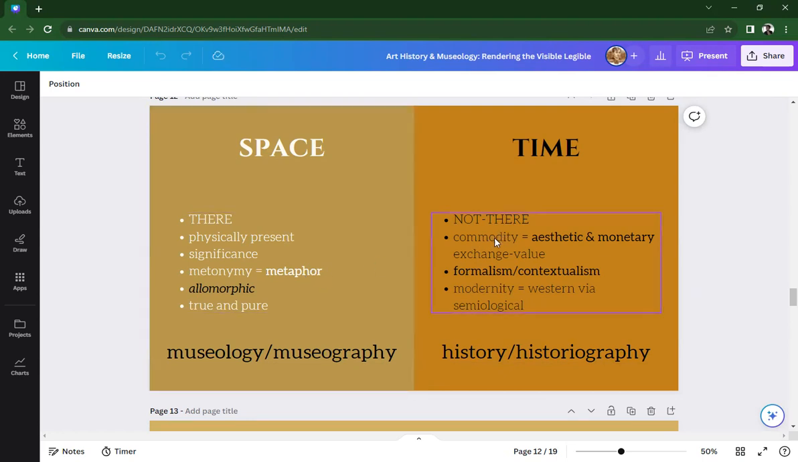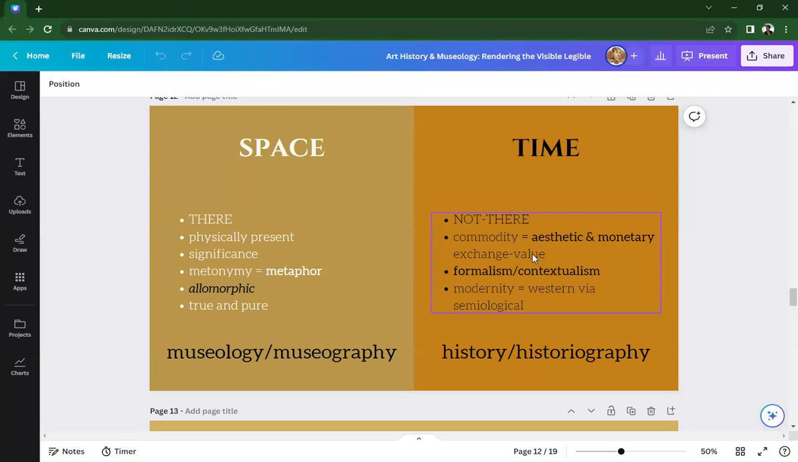While in time, it was not there. It has a sense of commodity, therefore aesthetic and monetary exchange in value. For example, paintings, no, you cannot go back in time to ask a certain artist what is the value of a certain painting. Therefore, you cannot go back into the past. You cannot travel back in time to ask that certain artist what is the value of this painting. How could you give monetary value to this historical piece? And in modernity, there is a sense of formalism and therefore contextualism.